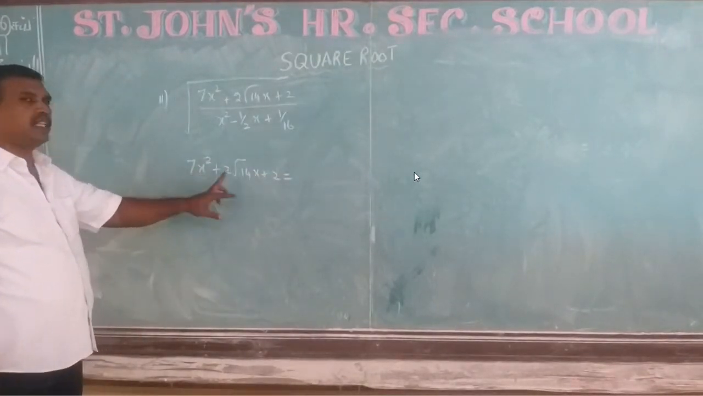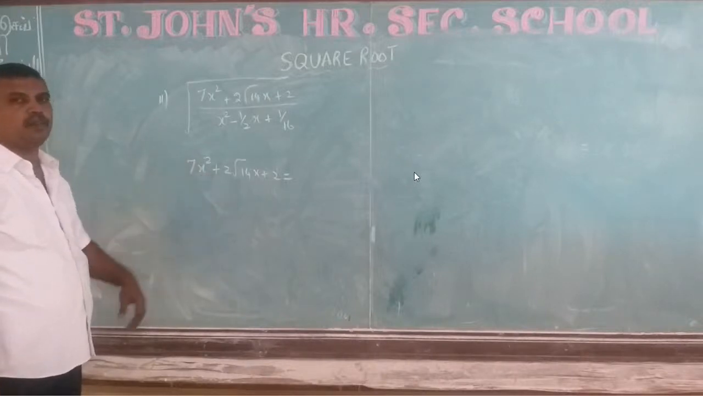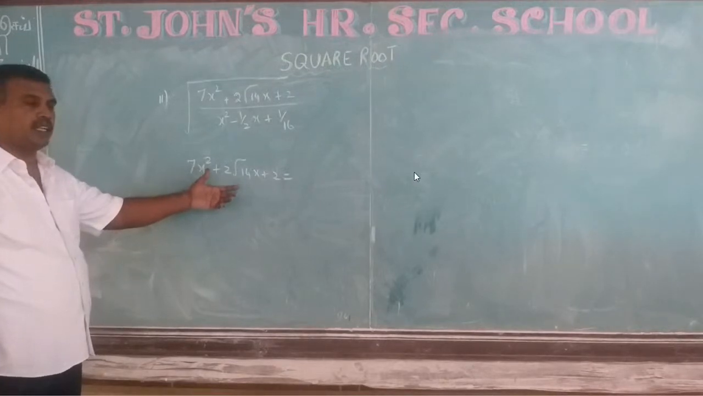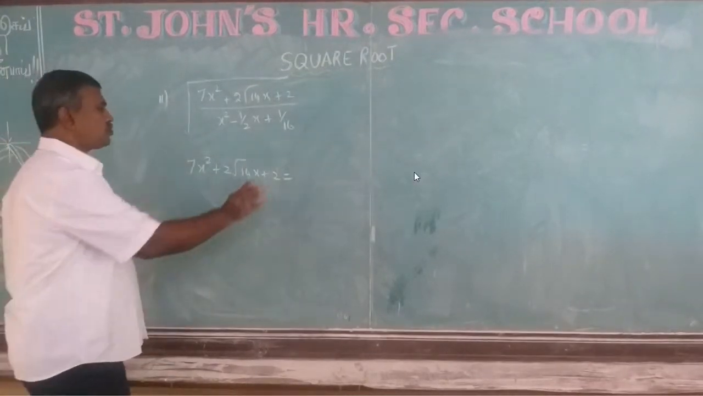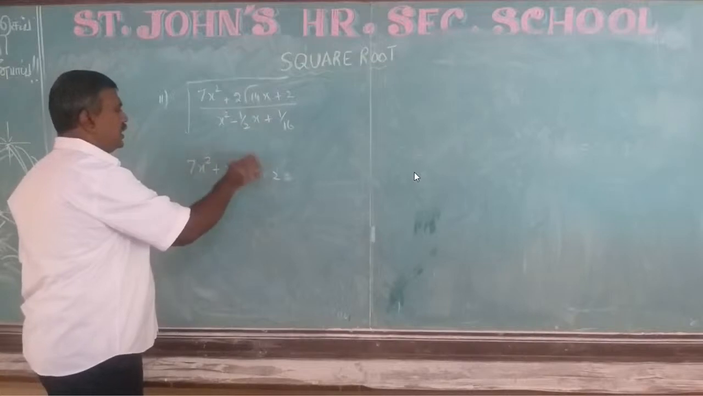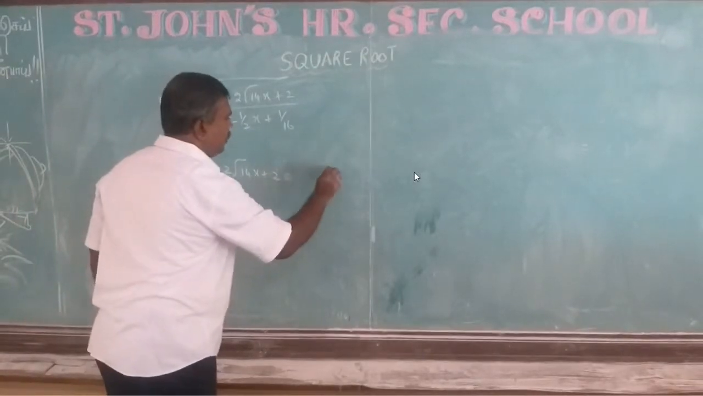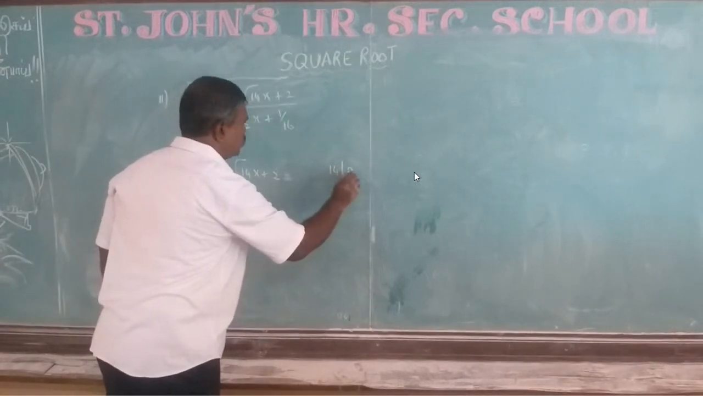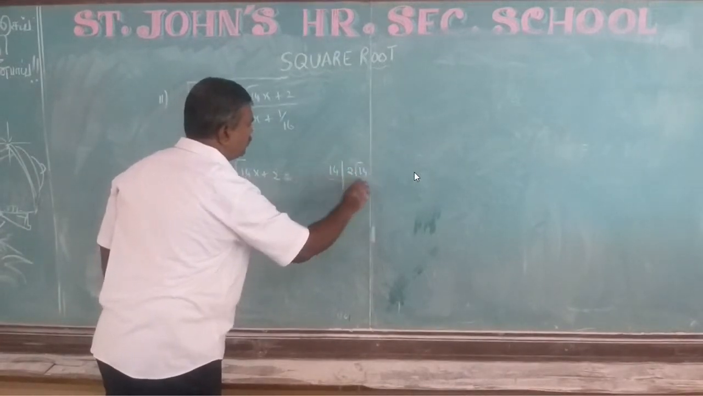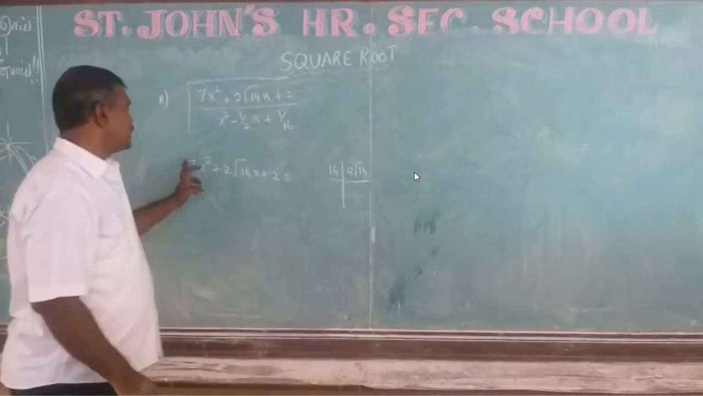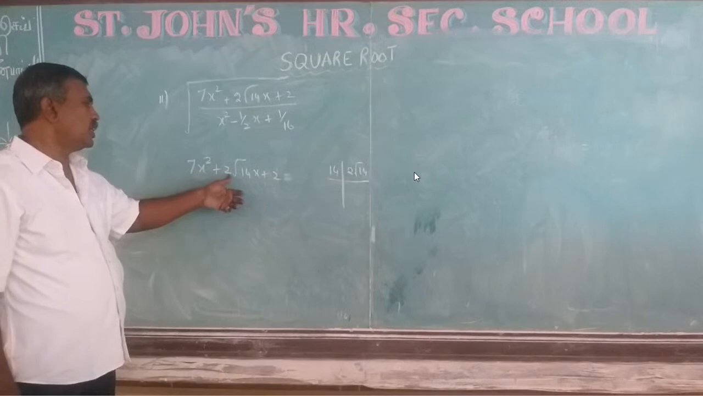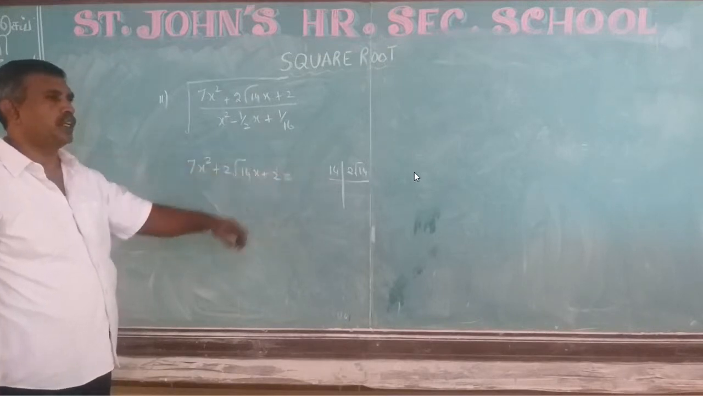We split the number, or factorize the number. Factorize means we use the T method. The T method: 7 into 2 is 14. The sum of the value is 2 into root 14. The product is 7 into 2, 14.